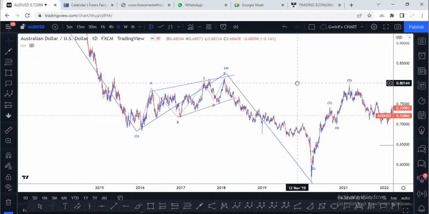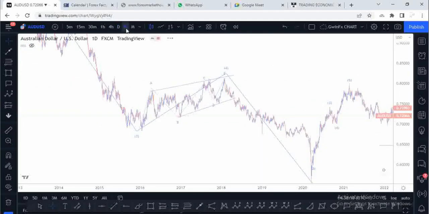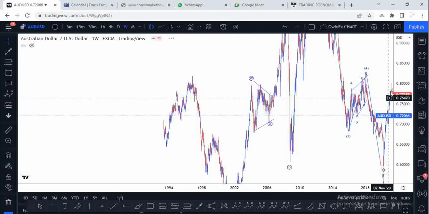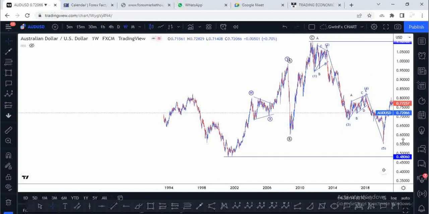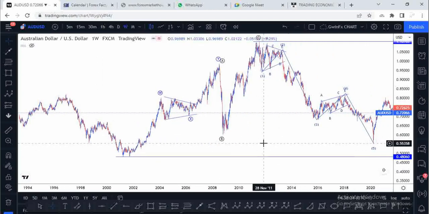Alright guys, today I'm going to walk you through AUDUSD wave analysis. Also, when is the best time to look for buying opportunities, when is the best time to look for selling opportunities, and when is the best time to actually do nothing in the market. Alright, let me walk you through this one here.